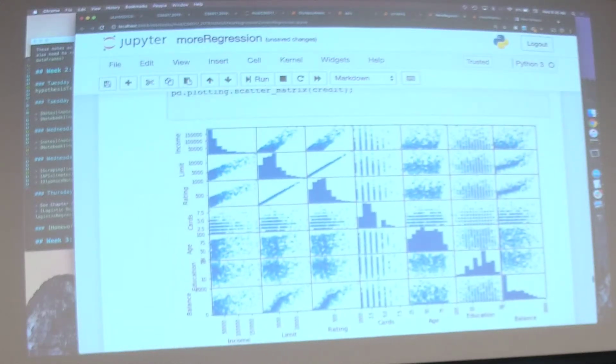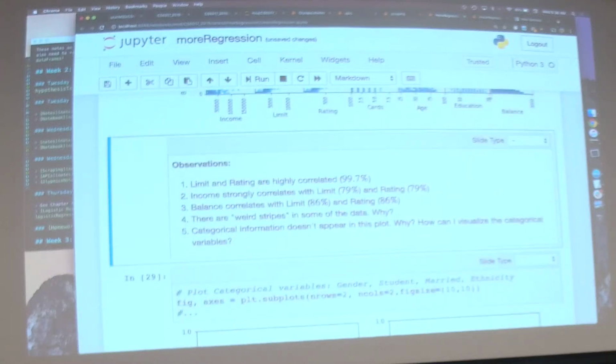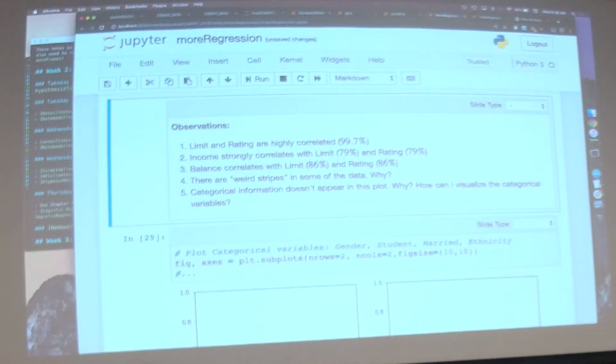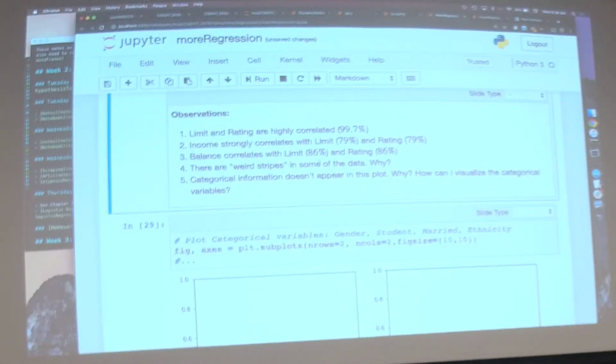Cool. So it looks like if we figure out either the credit rating or the credit limit, we've figured out the other. So we really need to only look at one of them. And we think balance might be important. Income might be important. Okay, so some observations: limit and rating are correlated, income and limit are related to balance. And yes, good point, no categorical data.